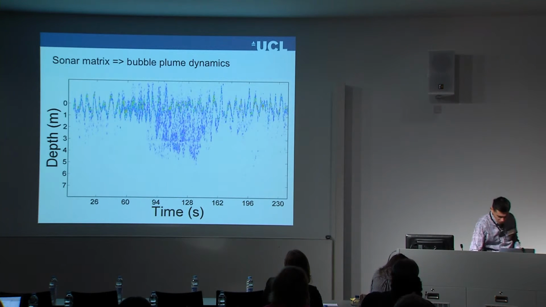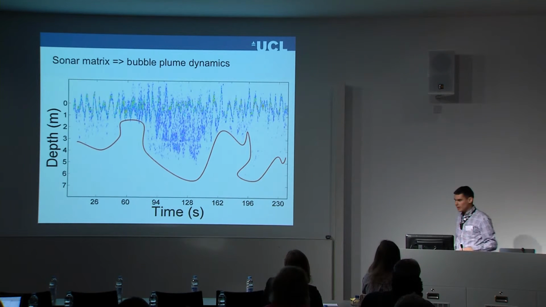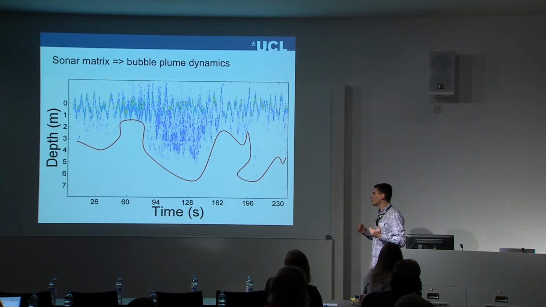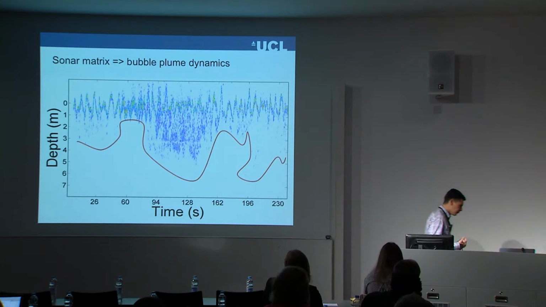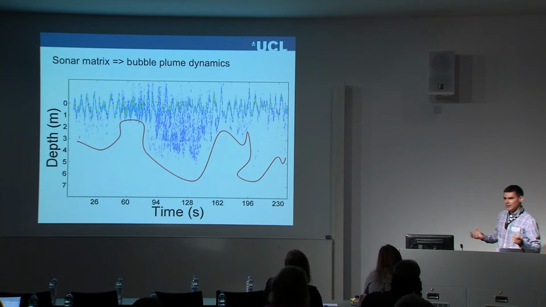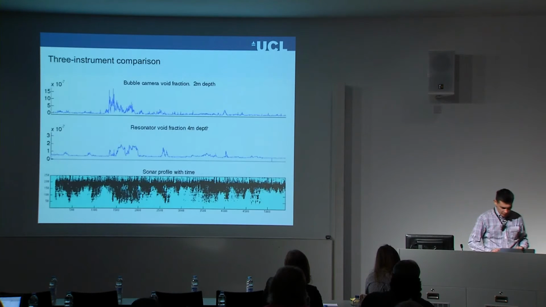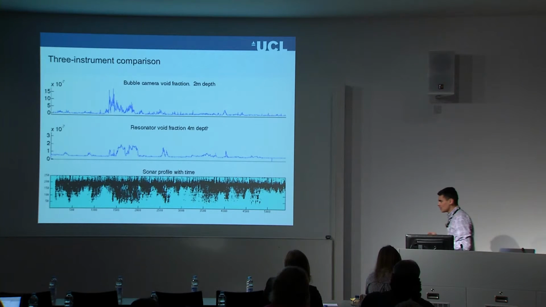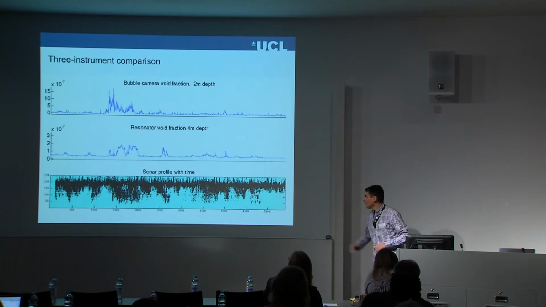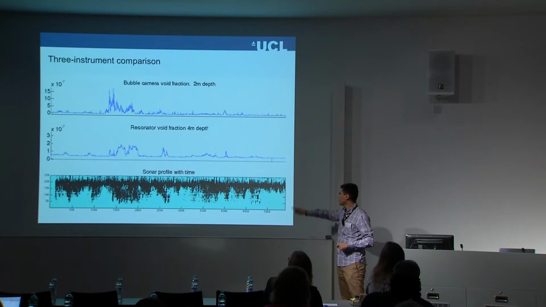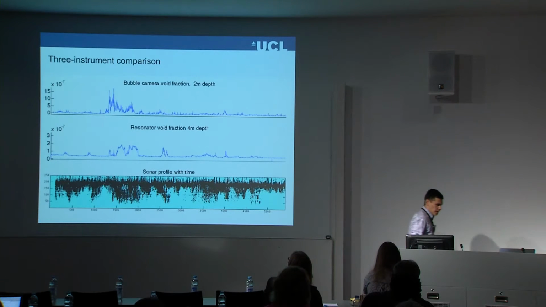And by looking at the lowest positions within the sonar matrix, I can generate the maximum bubble plume depth, which becomes very important when I will compare it to carbon dioxide fluxes in complex environmental conditions. A comparison between the instruments measuring the bubbles has been made here. We have the bubble camera at the top, the resonator in the middle, and the sonar at the bottom.